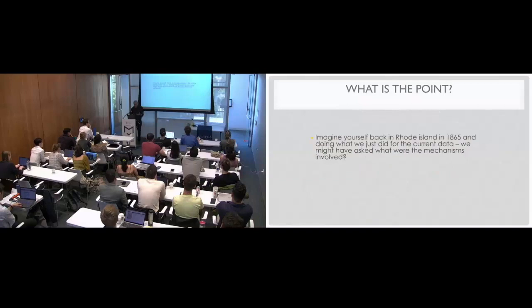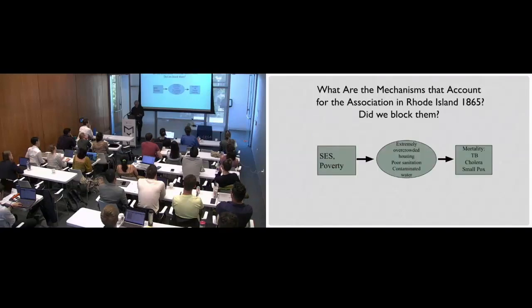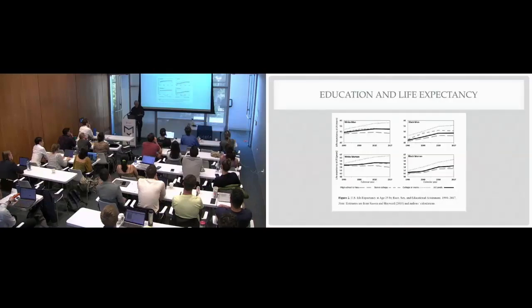Let's see. Okay, now we're up to where I want it to be. If we block them, it should make it go away. And we did block them. But the SES association is resilient. We still got it. It didn't go away. So something reproduced the mechanisms.